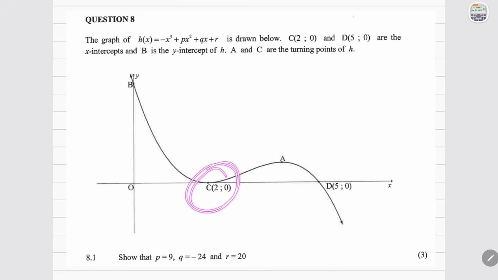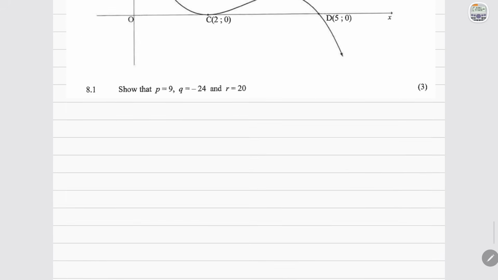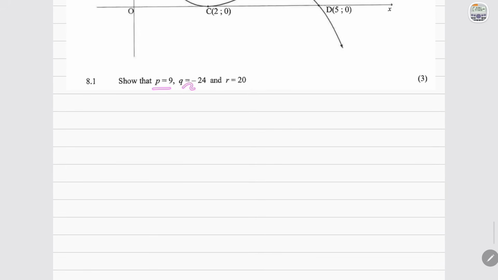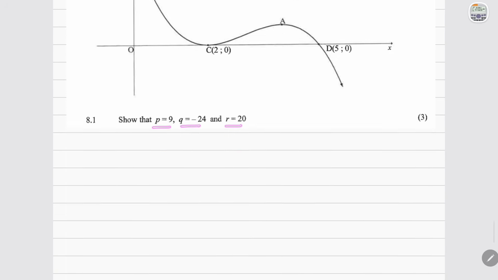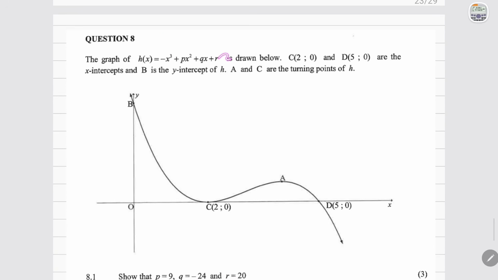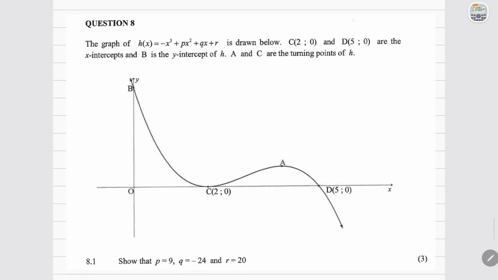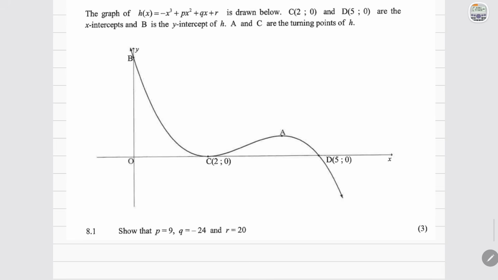Okay, they like to use this one where one of the turning points is also an x-intercept. So 8.1, they say show that P equals 9, Q equals negative 24, and R equals 20. You see, with these questions, with cubic functions, when you're trying to find the equation of a cubic function, you have to look at the type of cubic function they gave you and also look at the information they've given you so far.